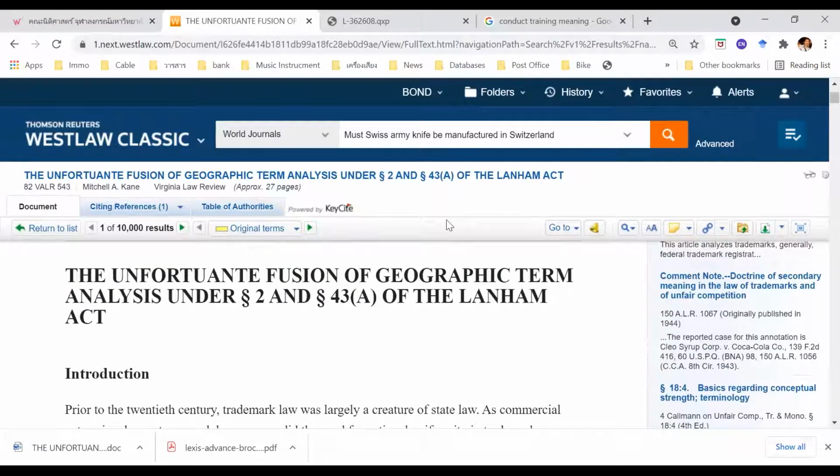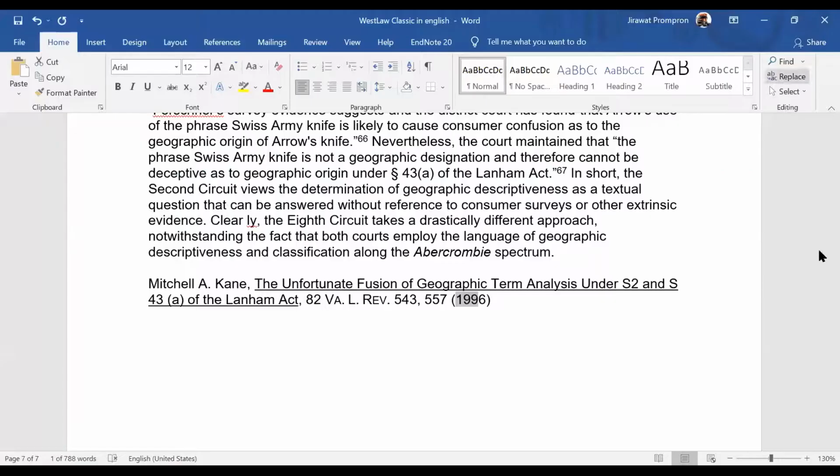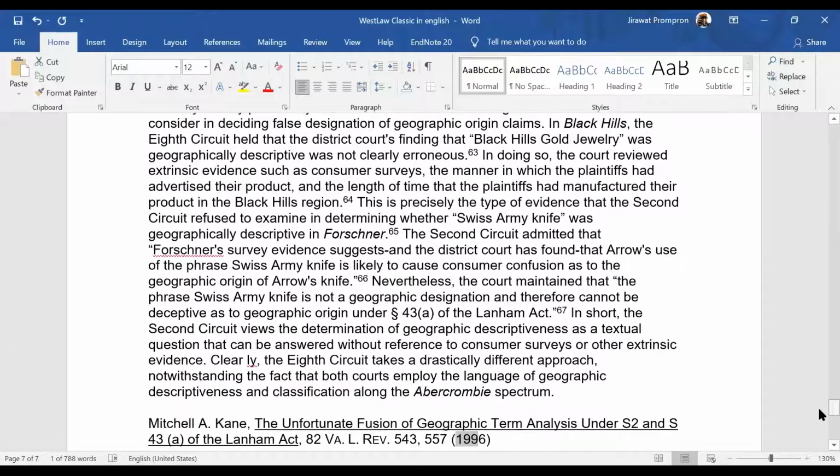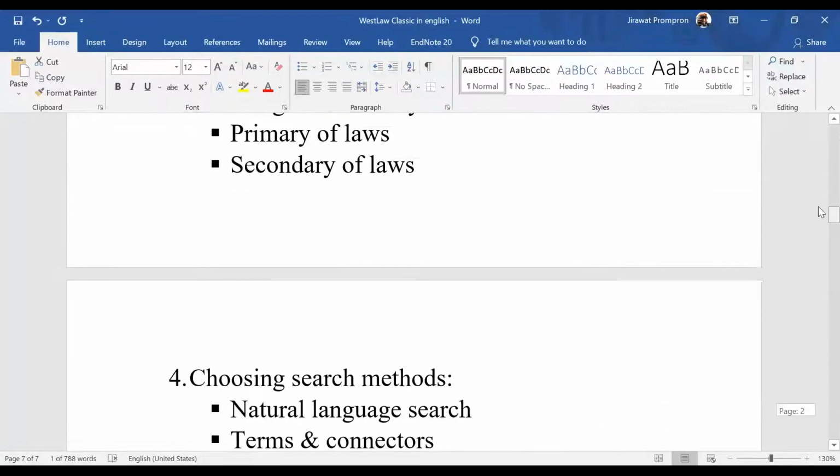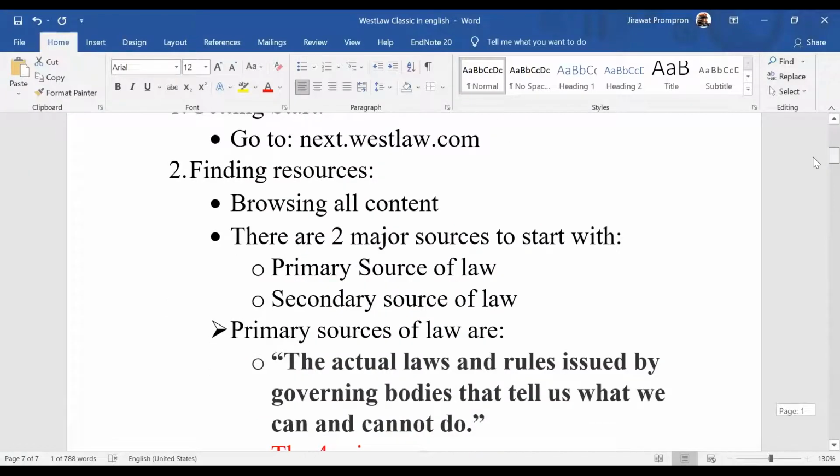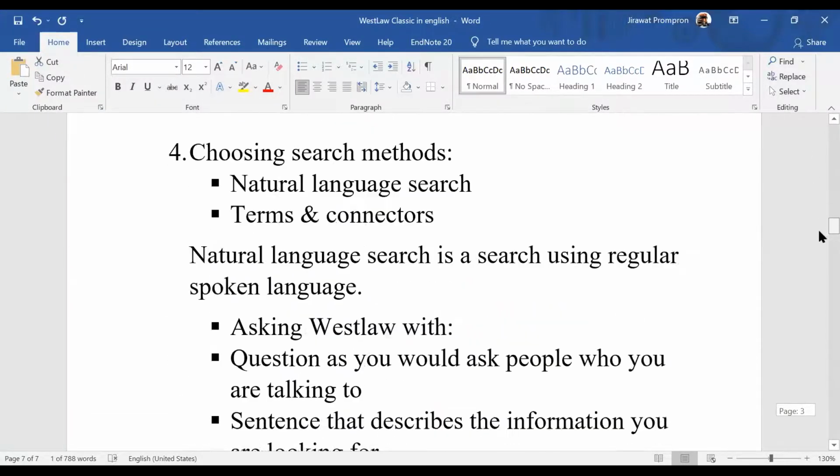This is what we call natural language search, and you cannot conduct a complex search. You cannot control the results to be more specific to you. So if you want more control and more specificity on particular topics, I recommend you use terms and connectors. So just go back to the search method again.